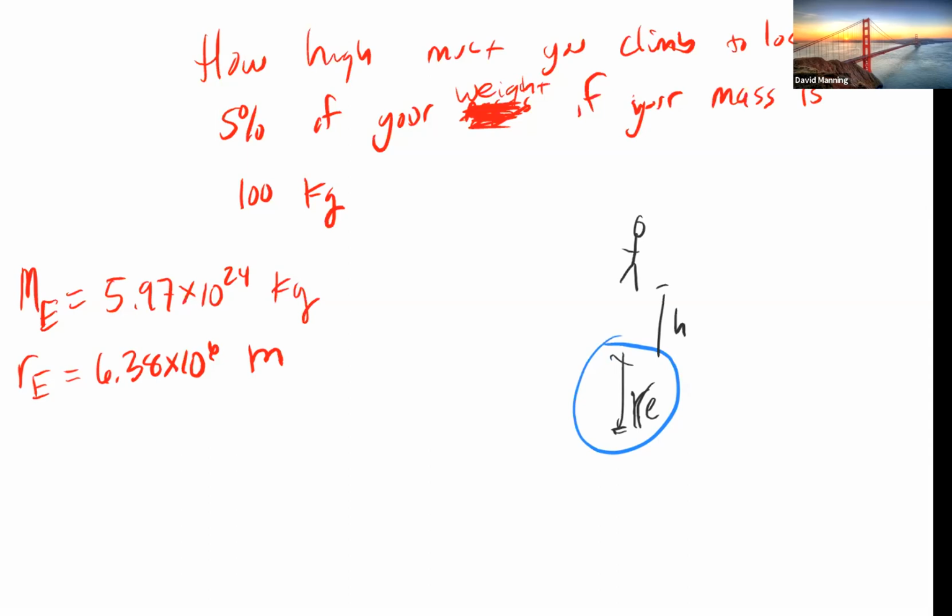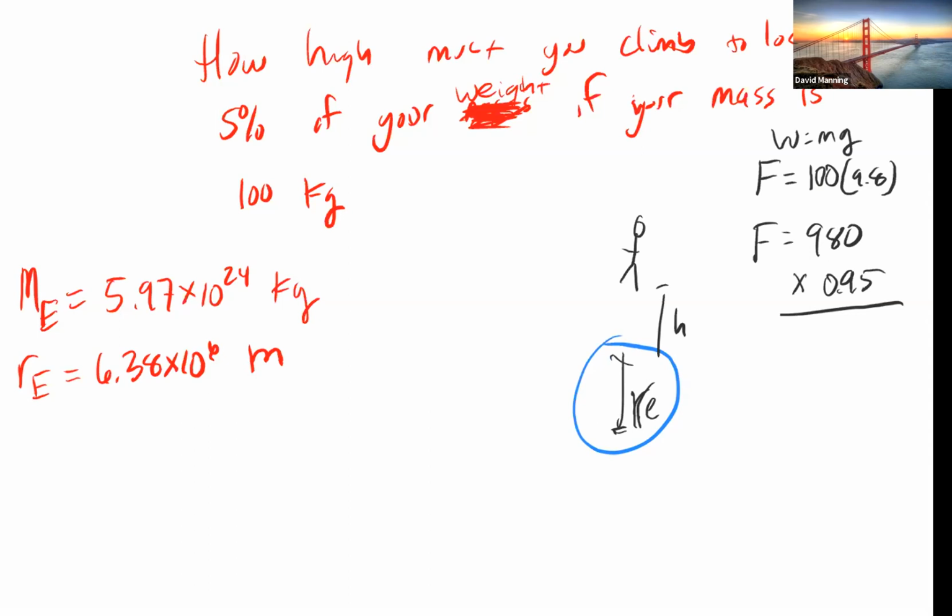So when we set this up, our weight, the force that we have, is 100 times 9.8. That's our weight. Weight equals mg. We're trying to lose 5% of our weight. So F is equal to 980 times 0.95. That'd be 5% off of our weight, right? So now we're 931 newtons.